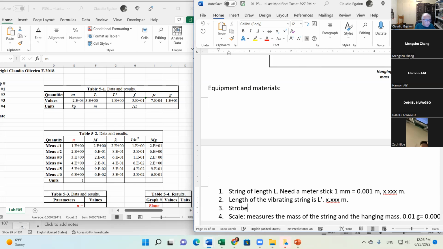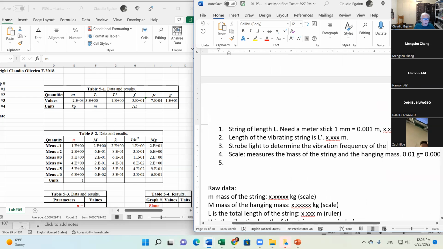Okay, we use a strobe light. Everybody's familiar with those strobe lights, right? A very bright flash of light at a given frequency. We have those at the college. Strobe light to determine the vibration frequency of the tuning fork, the vibrating fork.